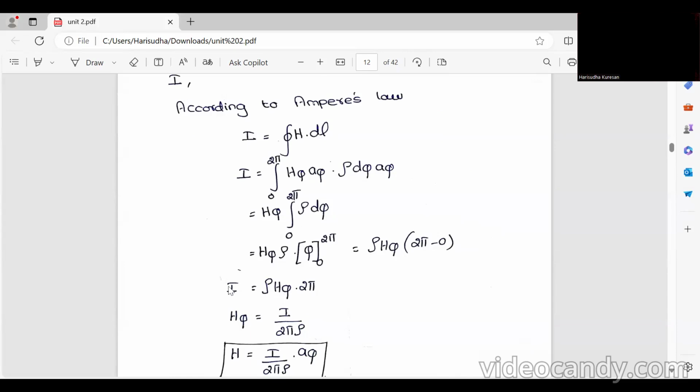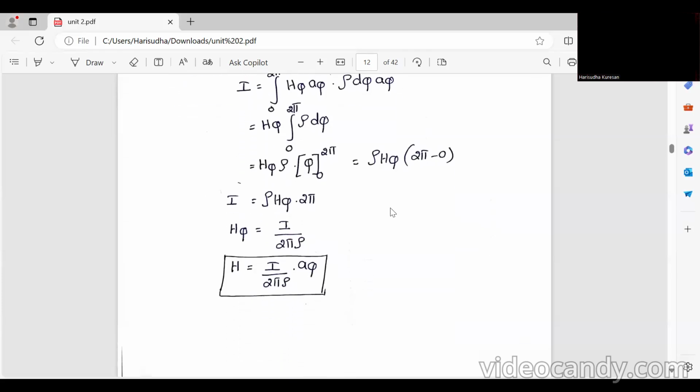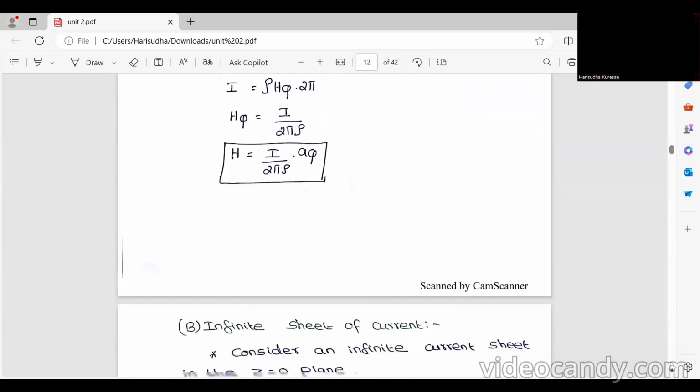So rearranging the equation, these two terms will go in the denominator on the left hand side. So H phi is equal to I divided by 2 pi rho. We have missed the unit vector also. Therefore, H is equal to I divided by 2 pi rho into a phi. So this is the first application. Infinite line current is the first application of the Ampere circuit law.